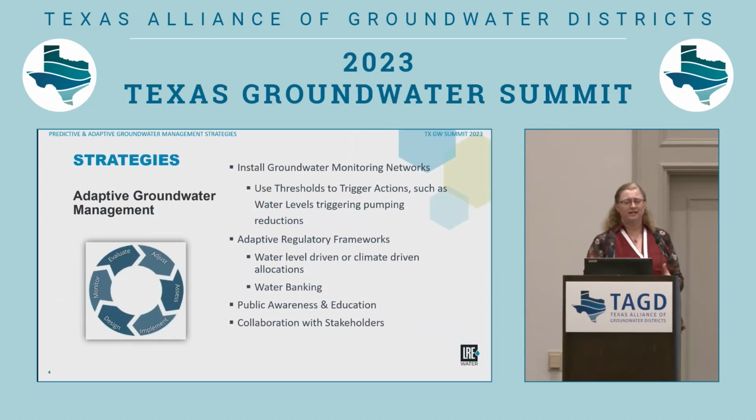So, strategies. I probably talked too much on that slide. Some of these strategies for adaptive groundwater management, just some quick examples that would bring it home, bring it into something practical. Obviously, installing groundwater monitoring networks, everybody's doing that. But why? Well, to support an adaptive management strategy you might have, such as using groundwater level thresholds to trigger actions, such as pumping curtailments.